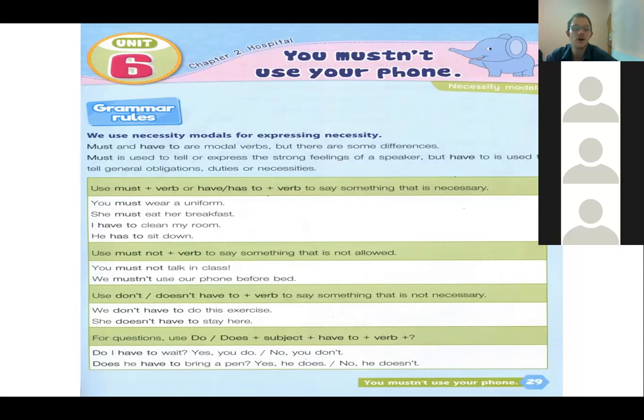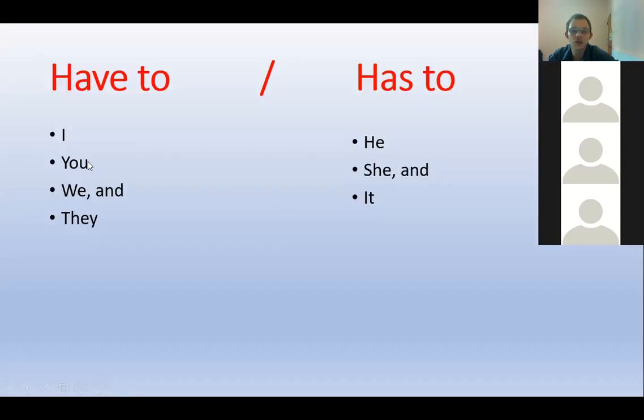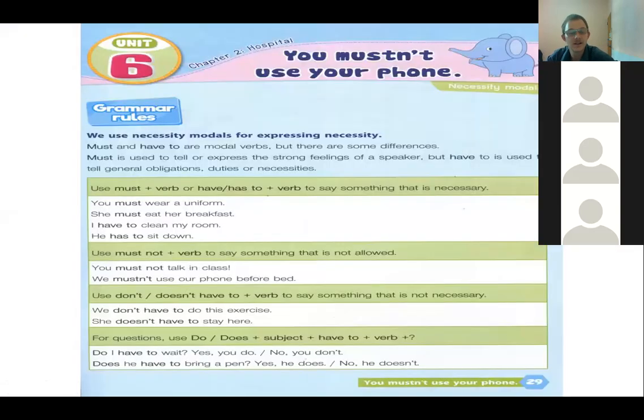And the two other ones are have to and has to. Now the have and has, like I said, have we use with the pronouns I, we, you, and they. Has is for he, she, and it. Let's see here. I have to clean my room. He has to sit down. So yeah, last week we weren't 100% sure. We were not answering these questions properly, but I think it's because we did not have the understanding of how to answer.